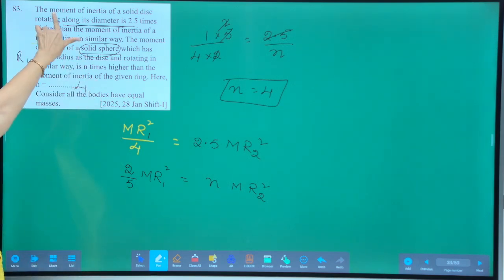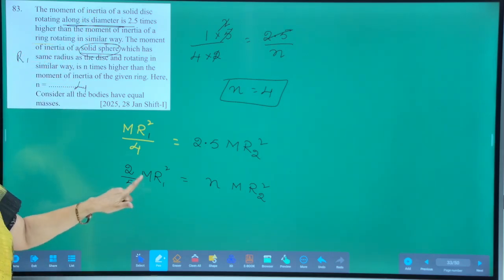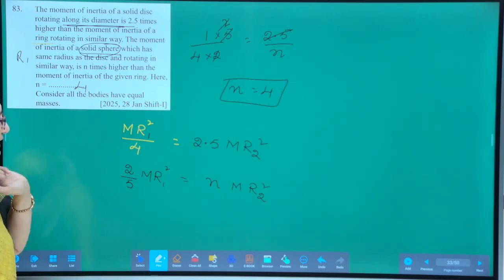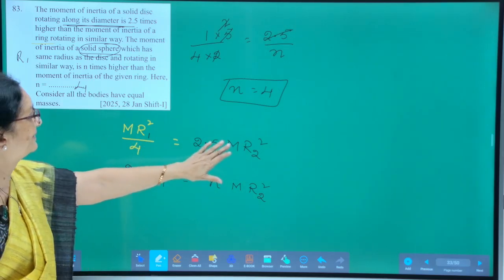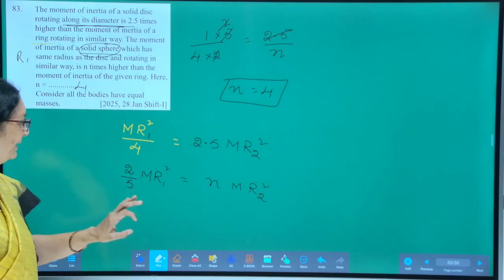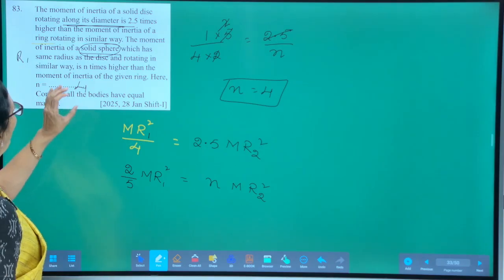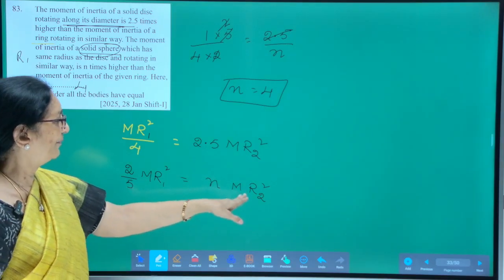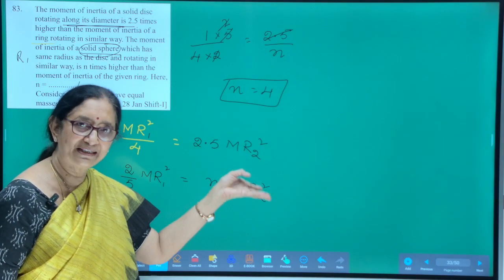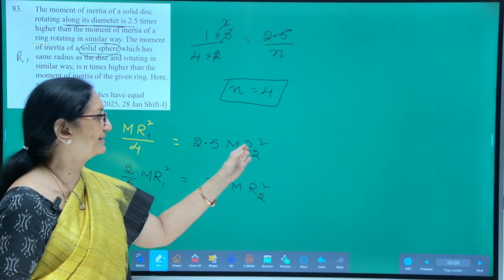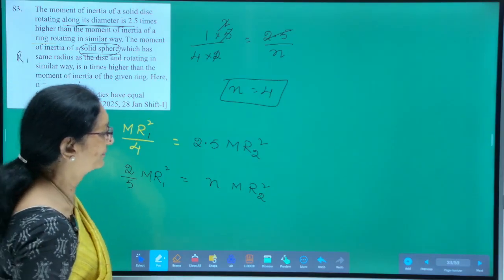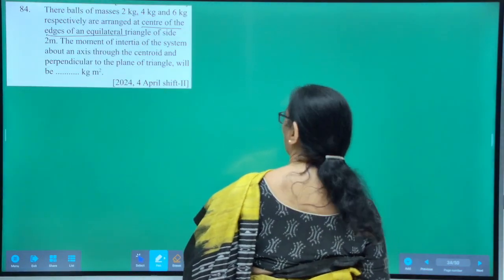Here, a very important thing is the moment of inertia of a disc about its diameter. The moment of inertia of a disc about the diameter is m r1 square by 4. 2.5 times the moment of inertia of a ring. So, the moment of inertia of a solid sphere is n times the moment of inertia of the same ring about the same axis. So, if you take this as a natural axis, this is also a natural axis. From that we could get n as equal to 4.